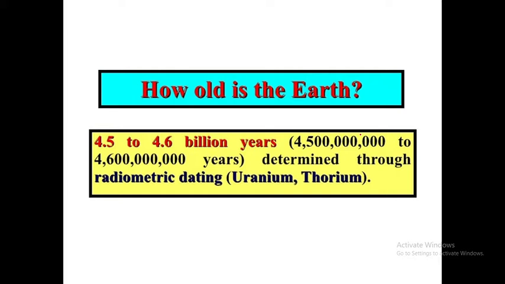So this is a very important thing. The age of the earth is very important. That is 4.6 billion years old. And how was this age of the earth calculated? It is by radiometric dating, that is, by uranium and thorium.